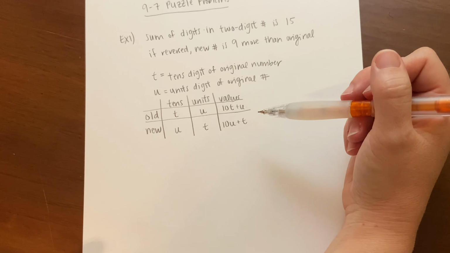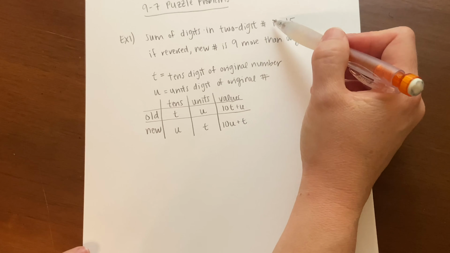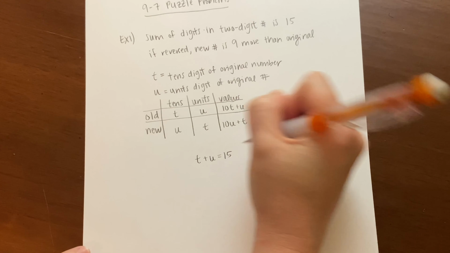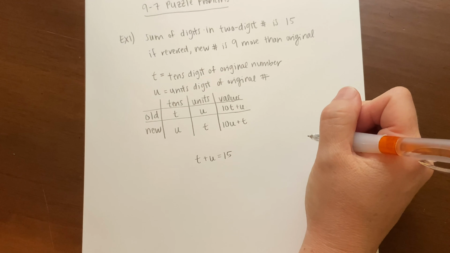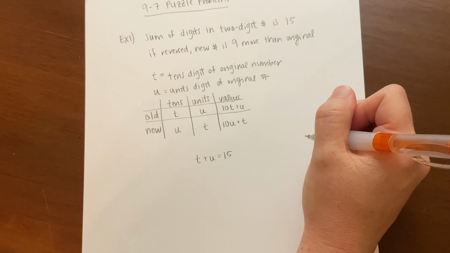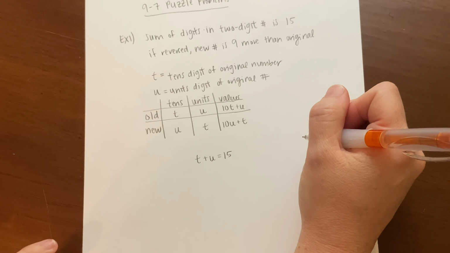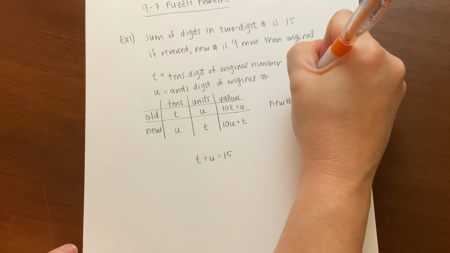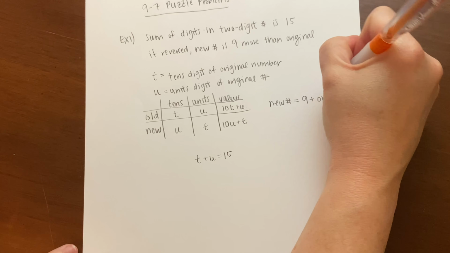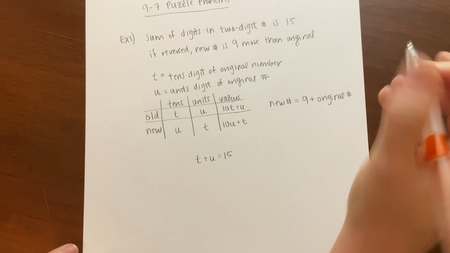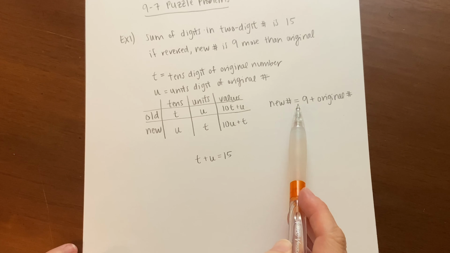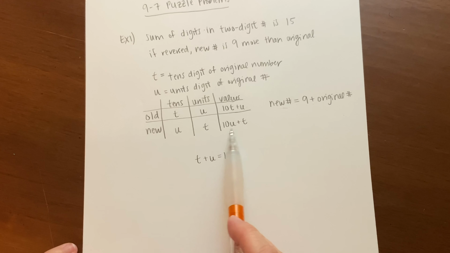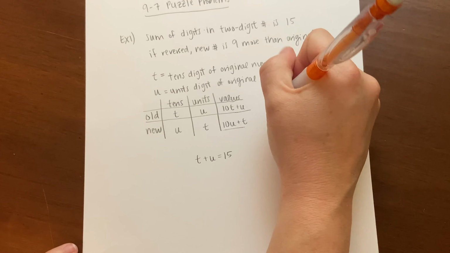So let's talk about what we know. The sum of the digits in the 2-digit number is 15. So the tens digit plus the ones digit is 15. Okay? Then it says, if the digits are reversed, the new number obtained is 9 more than the original. So let me write that over here. New number is 9 more than the original number. See how that kind of makes an equation? The new number is 9 more than the original number. Well, what's the new number? The new number is 10U plus T.